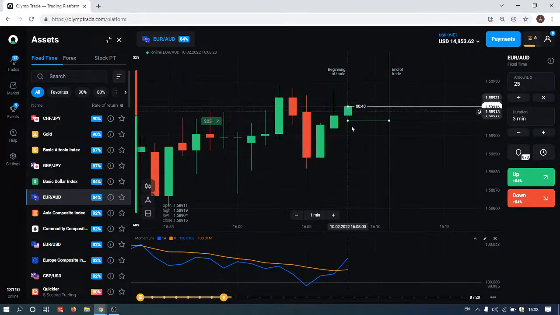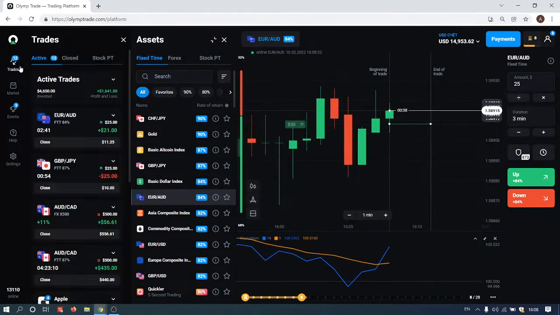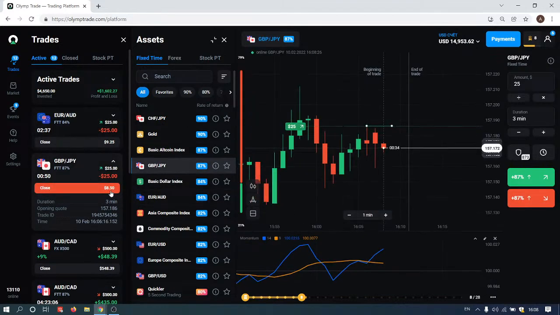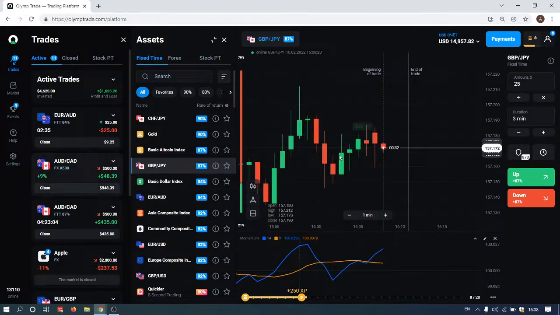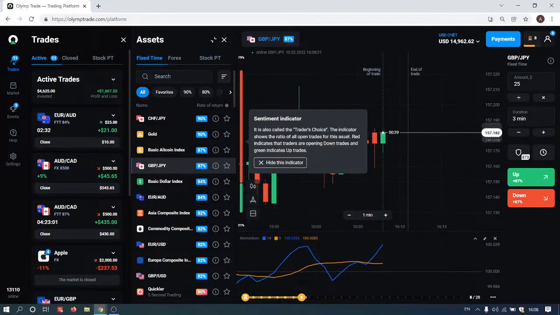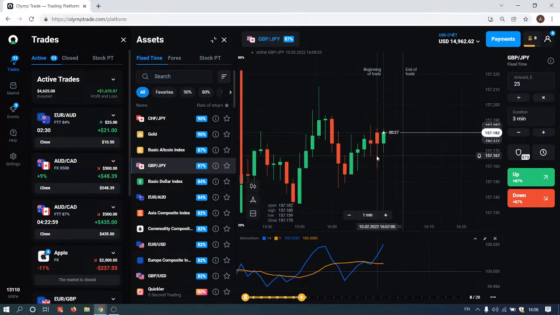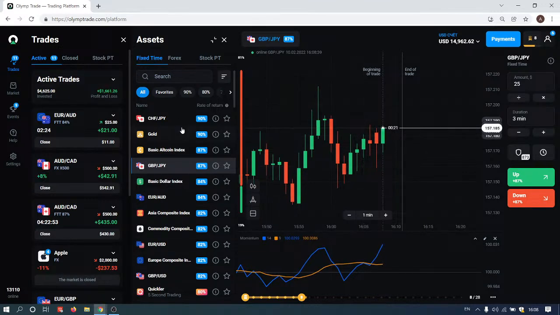Can I see your active trades? Well, here are my active trades, as you can see. Okay guys, I want to cancel this trade. I want to save a little bit of my money. I don't know, maybe that wasn't the right decision, but I felt that I'd rather save some money.